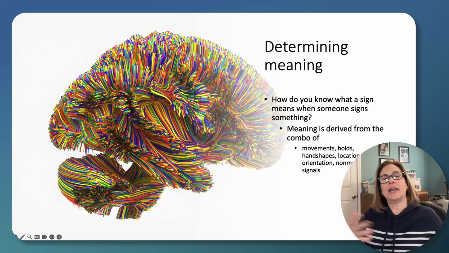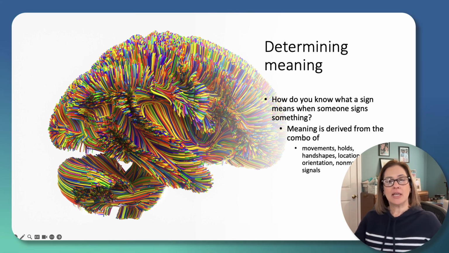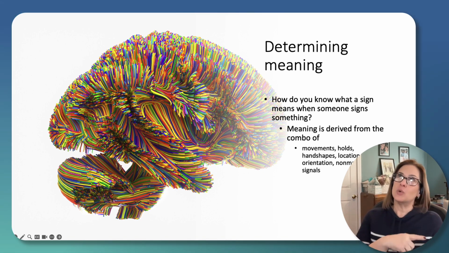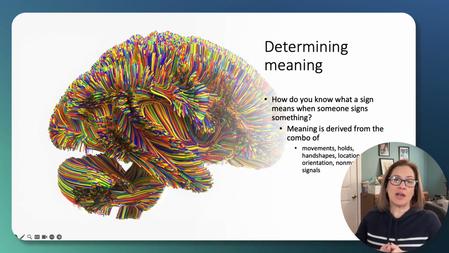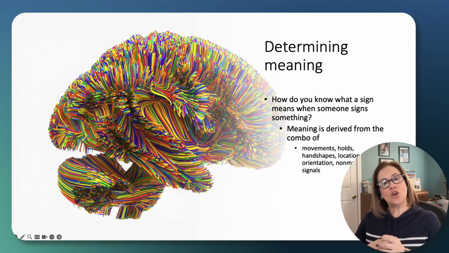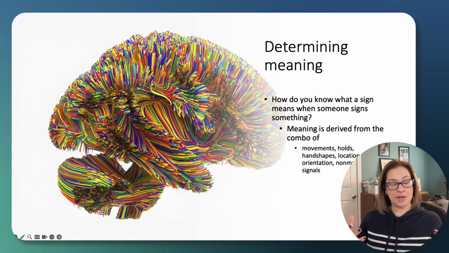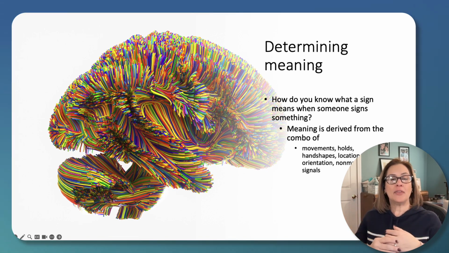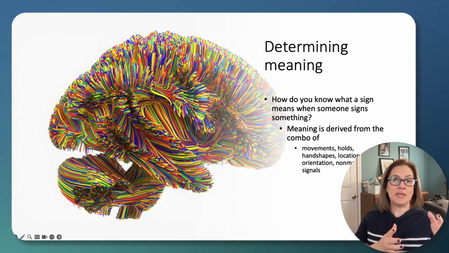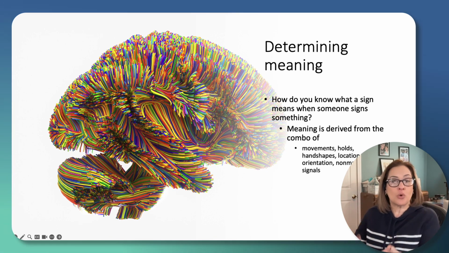Determining meaning. How do you know what a sign means when someone signs something? As we talked about all the way back in week 1, I believe, meaning is derived from the combination of movements, holds, handshapes, location, orientation, and non-manual signals. The meaning is arbitrary, but we've all agreed upon that set of rules, so that when we see a certain sign, with this movement, this hold, and this handshape in this orientation, that's what it means.